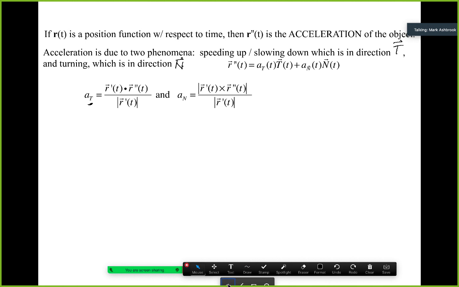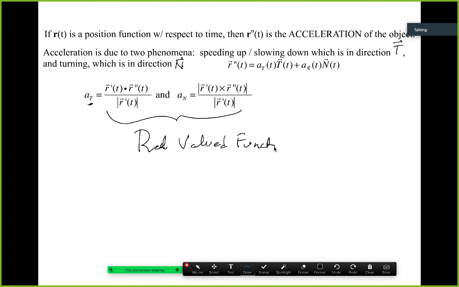Now both of these, like I've been saying, are real valued functions. Meaning, for any given value of t, you get a number back. You get a real value. Dot product gives a number. Cross product gives a vector, but you take the magnitude of it, and that's a number. So these are the real valued versions of those two accelerations.